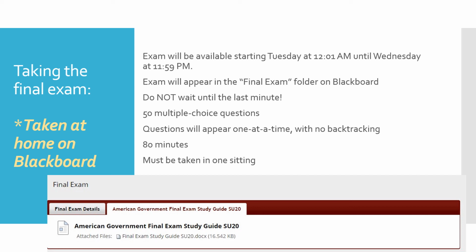So you'll have 50 multiple choice questions. And just like with your quizzes, the questions will appear one at a time with no backtracking. You'll have 80 minutes and it must be taken in one sitting. Again, I can't emphasize enough that you need to start this with plenty of time to complete it before the 11:59 deadline.